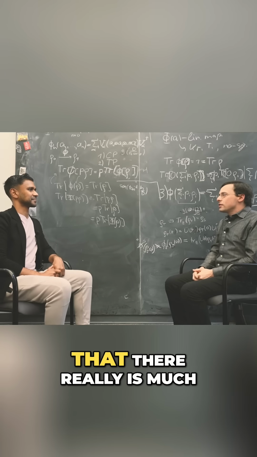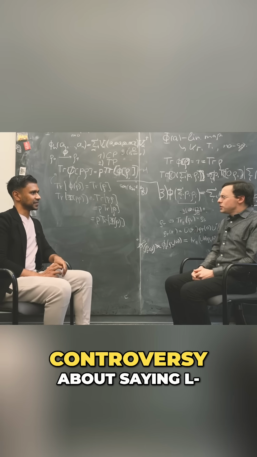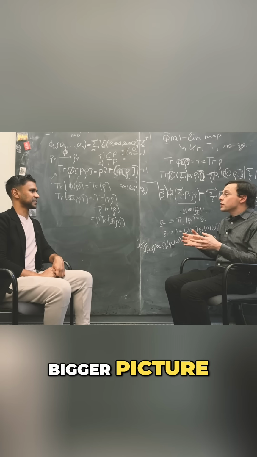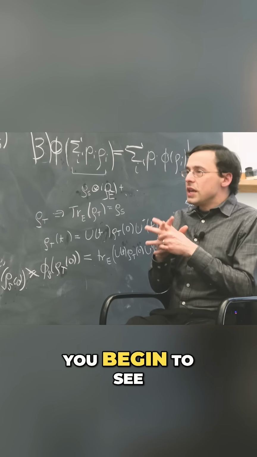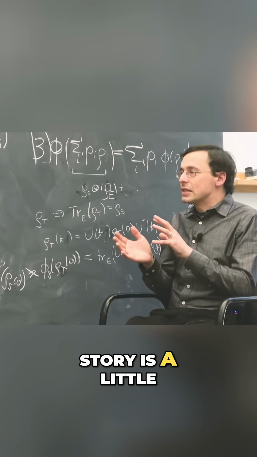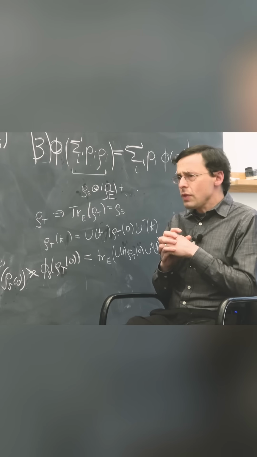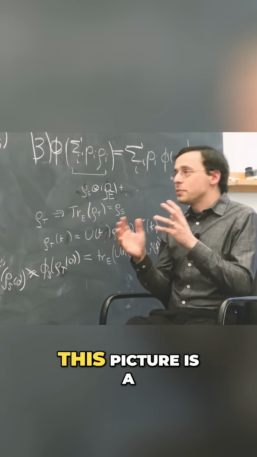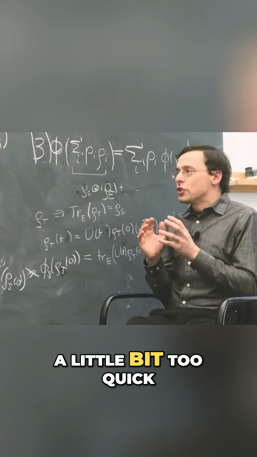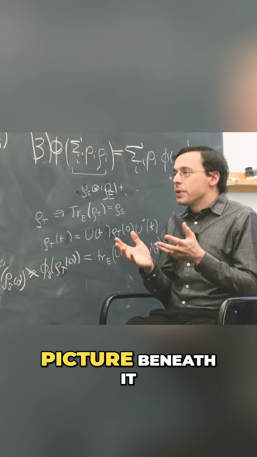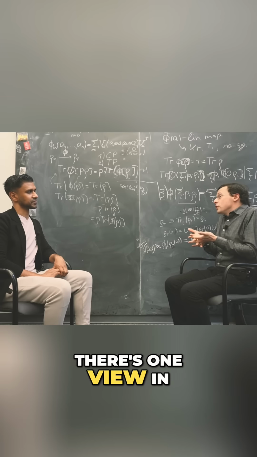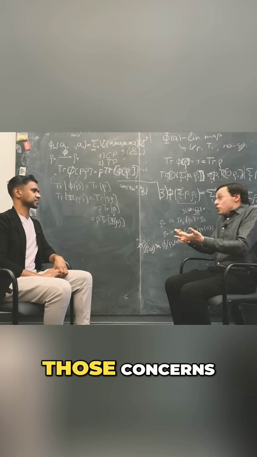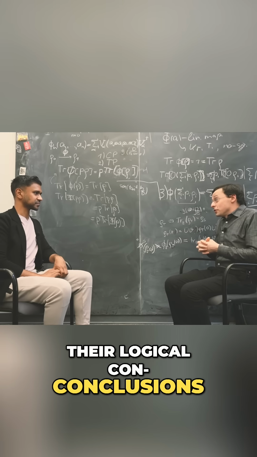And I don't think there would be much controversy about saying, I think, when you learn about quantum mechanics and you begin to see that there's this much bigger picture, you begin to see that the wave function in this sort of story is a little bit of an oversimplification. I think if you pressed someone who works in physics pretty far, they would admit, actually, this picture is a little bit too quick, and there's a deeper picture beneath it. And so I think there's one view in what I'm saying here, your question, which is just to take those concerns and take them to their logical conclusions, right?